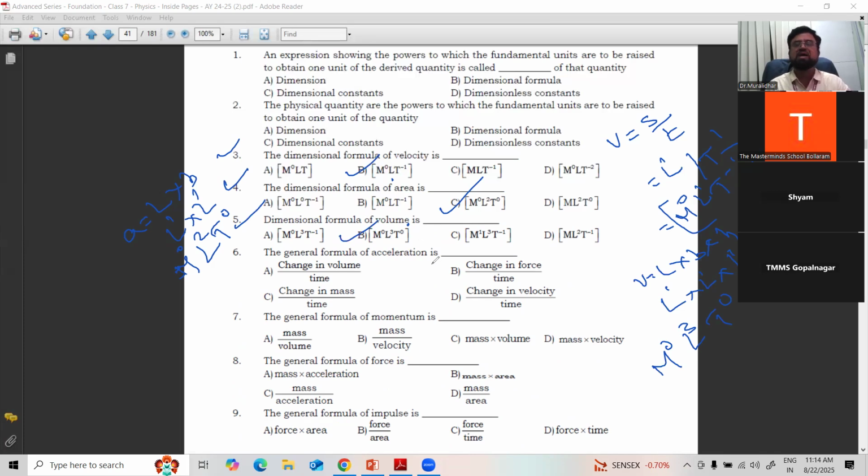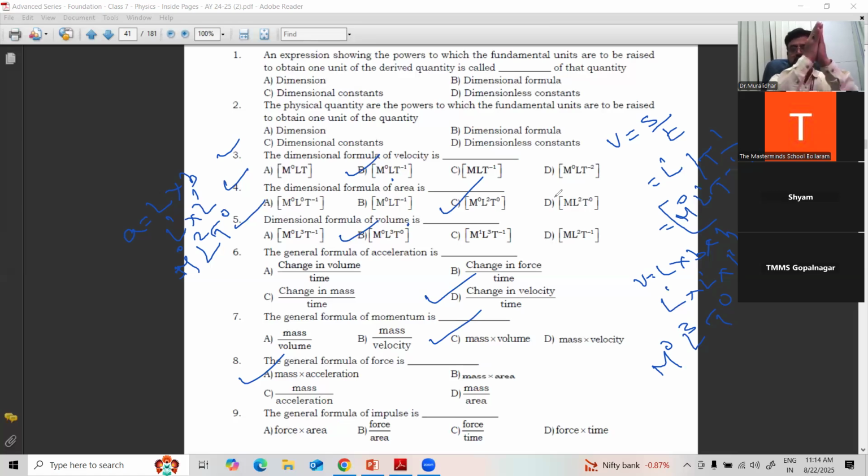So the general formula of acceleration is the change in velocity, the rate of change of velocity. Change in velocity by time is acceleration. The general formula of momentum is mass into velocity, as we have seen just now. The general formula of force is mass into acceleration. When you want to know about the dimensional formula, you must know the formulas. First you should be perfect in formulas.